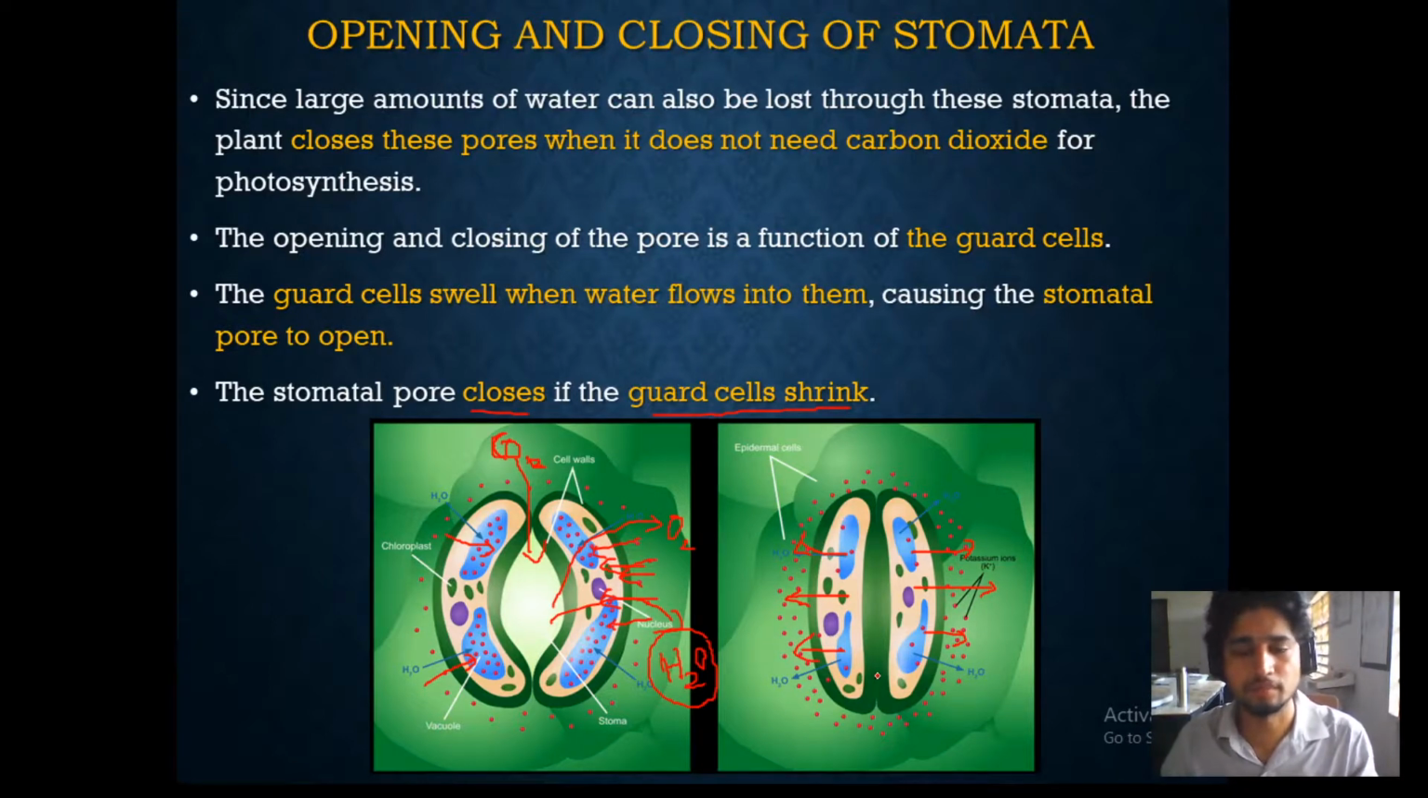So that's why, whenever we water the plants, we give water to the plants early in the morning. In the early morning when the sunshine is bright, we usually give water to the plants because they are able to perform photosynthesis. Meanwhile, they also take up a lot of water, and a lot of water is also lost through these stomata. So that's why we give water to the plants in the early morning.